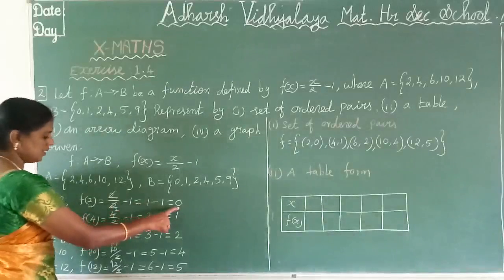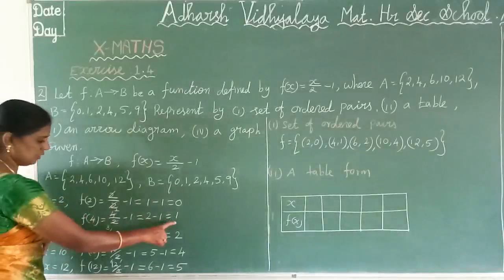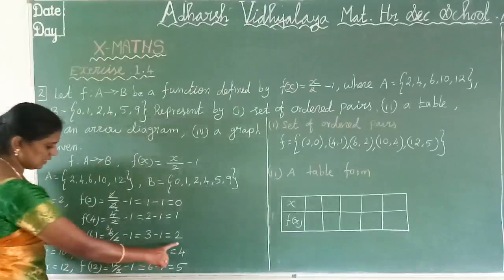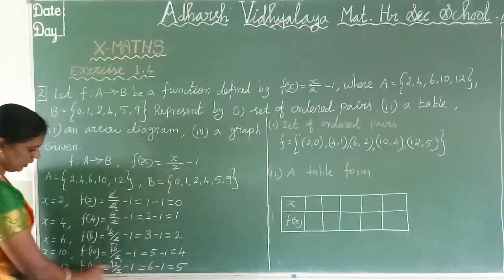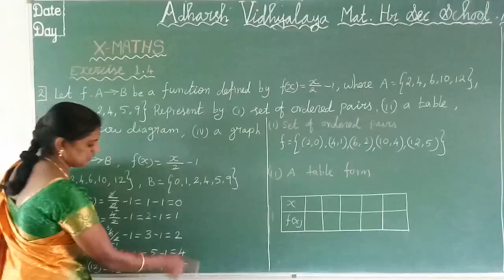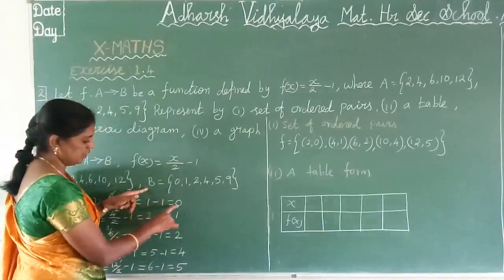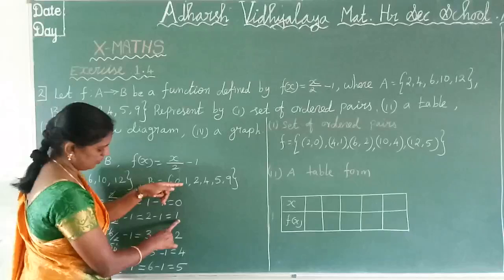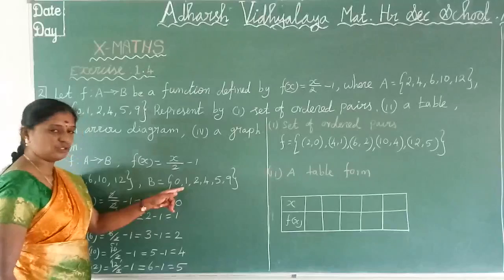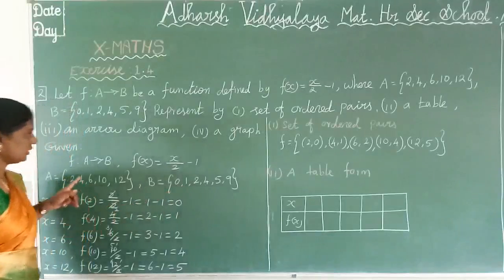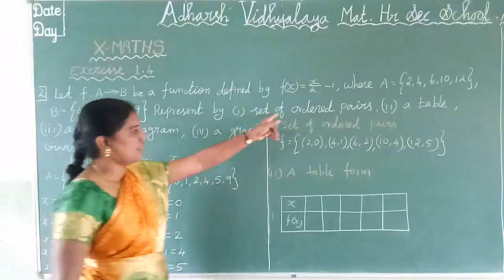So when we apply x = 2, we get the answer 0. x = 4, answer 1. x = 6, answer 2. x = 10, answer 4. x = 12, answer 5. Check whether these elements belong to B or not: 0, 1, 2, 4, 5. So all the f(x) answers belong to the codomain. Next we have to find the set of ordered pairs.